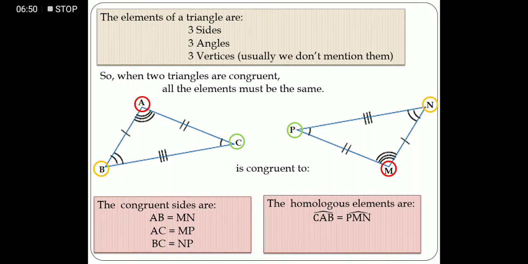Okay? Similarly, I can say that angle CBA equals angle MNP. How did I know that? We have here this side MN equals AB and PN equals BC. So the angle holding the equal sides should be equal to each other. Similarly, angle ACB equals MPN. Look at the holding sides, they are equal.